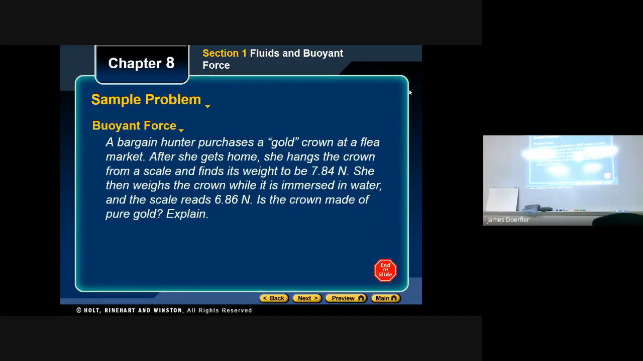You are a bargain hunter looking for a crown. Prom's coming up. You don't want to buy the wrong crown. So you purchase this gold crown at a flea market.